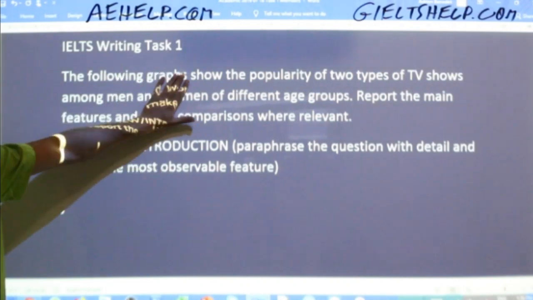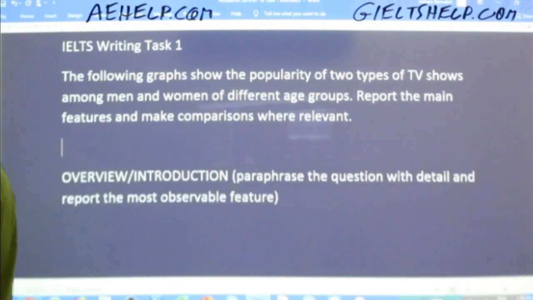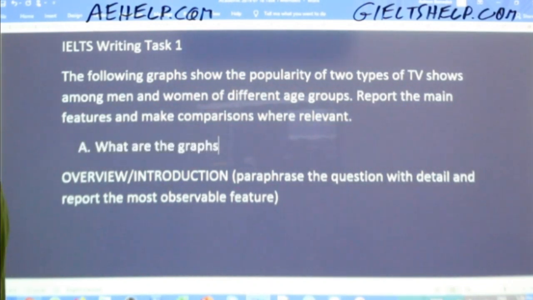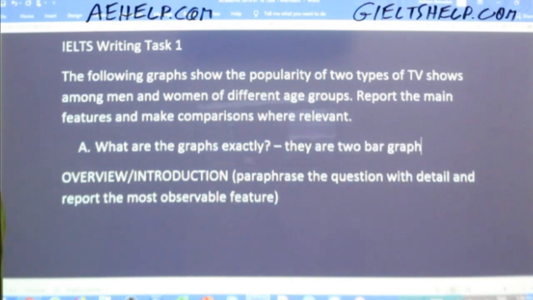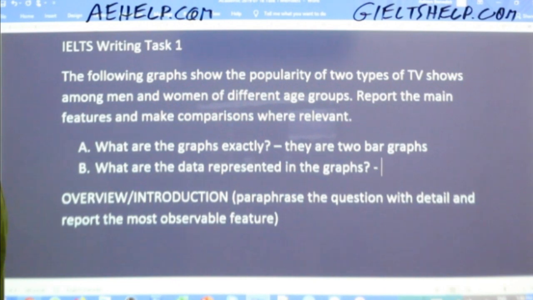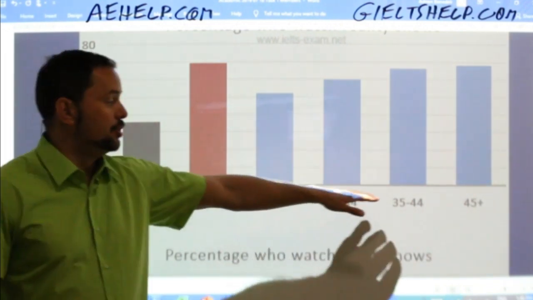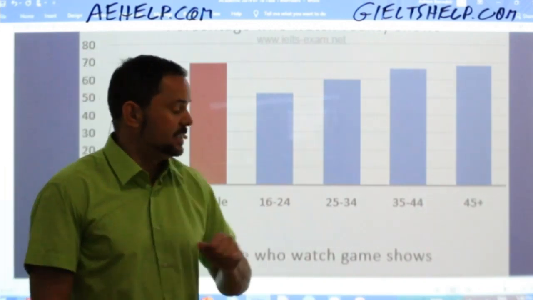You can actually paraphrase this question by answering a simple set of questions like, A, what are the graphs? Exactly. Okay, here the answer is, they are 2 bar graphs. Okay, next question, what are the data represented in the graphs? Answer, genders, game shows, and reality TV shows, and 4 age groups, right? 1, 2, 3, 4 age groups starting from the teenage years, right?